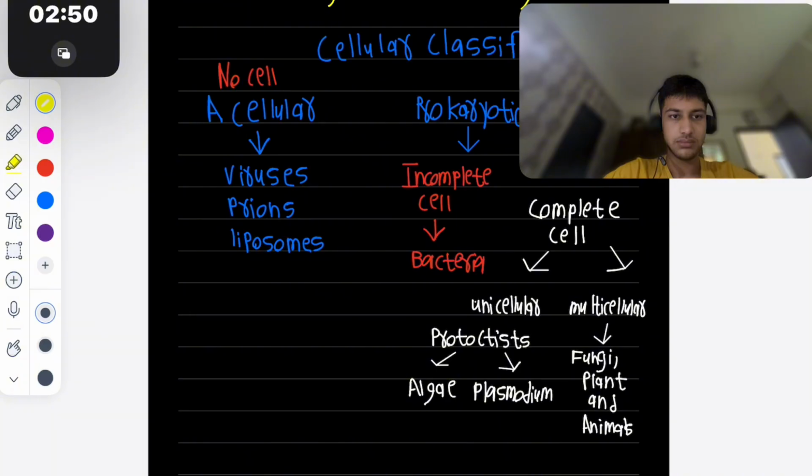What does it mean by it having an incomplete cell? It has some missing structures, like it might not have mitochondria, it might not have other important structures. Okay. Then we have our eukaryotic. The eukaryotic is the complete cell. It's a cell like the cell which we have. It has everything there.